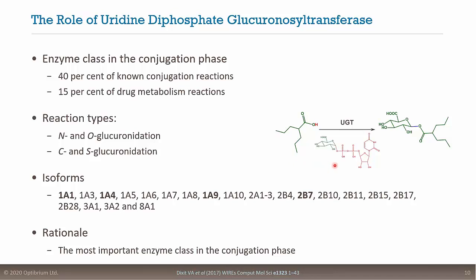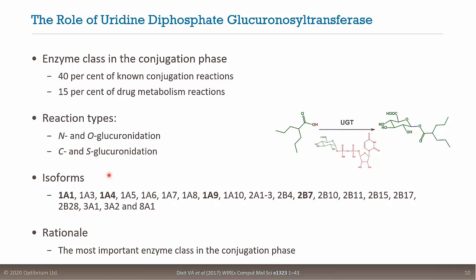And for those of you who don't remember how it works, UGTs have a cofactor called uridine diphosphate glucuronic acid, and this glucuronic acid is transferred from the cofactor to our substrate during the process. And you can see the metabolite here could be easily soluble in water and easily excretable.